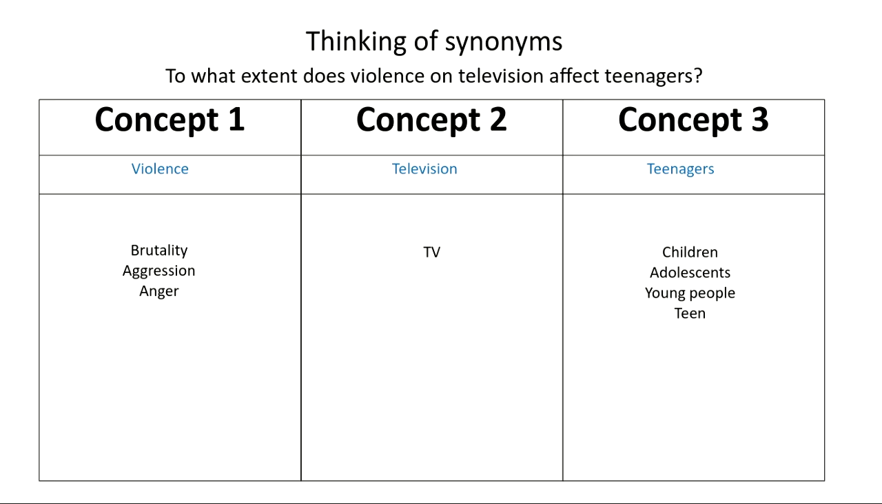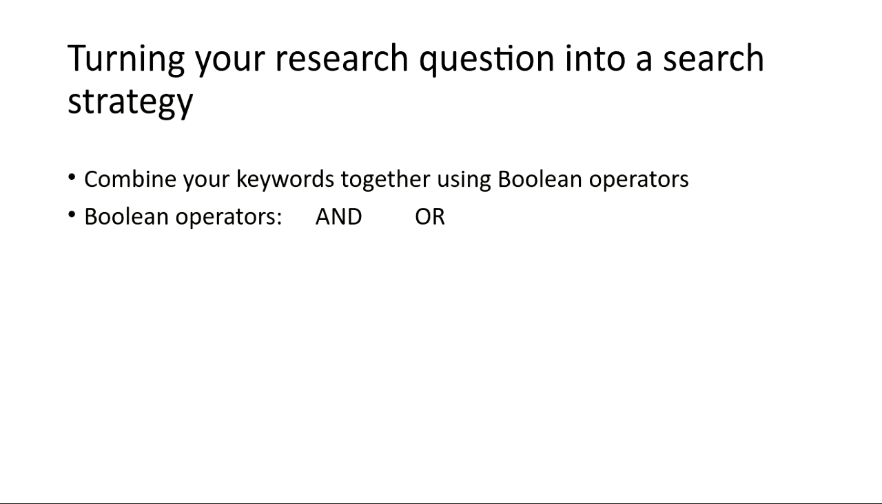Once you've broken down your research question into its main concepts, and thought of some possible synonyms for each of those concepts, we now need to work out how we're going to turn that into an actual search strategy. This is where we need to start thinking of using Boolean operators. Some of you may have used these before, and some may be new to you. The main ones we would be using within our search are the AND and the OR Boolean operators. We always use the OR Boolean operator to combine our synonyms within the same concept together.